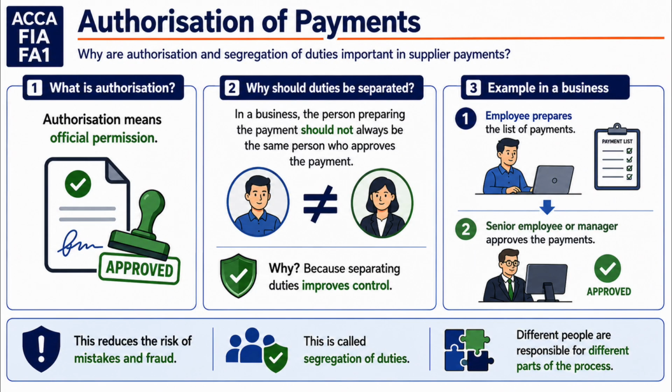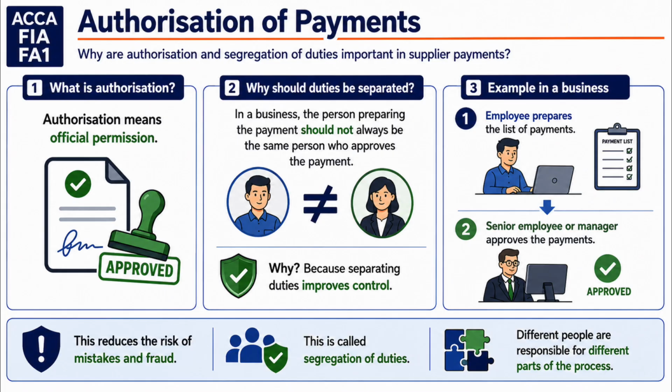Authorization of payments. Another important word in this lesson is authorization. Authorization means official permission. In a business, the person preparing the payment should not always be the same person who approves the payment. Why? Because separating duties improves control. For example, one employee may prepare the list of payments. Another senior employee or manager may approve the payments. This reduces the risk of mistakes and fraud.